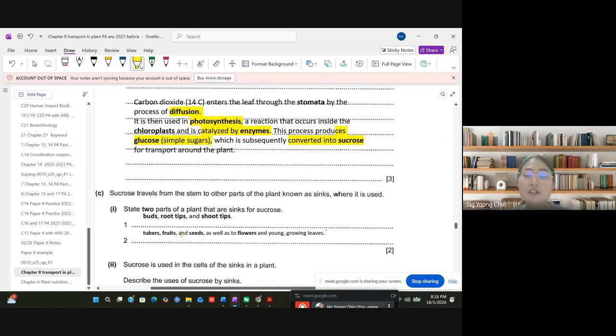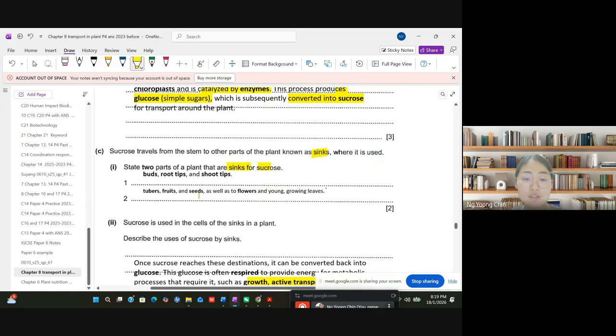And then, don't forget your sink and source. What is a sink? What is a source? The sinks refer to the parts of the plant which store nutrients, the sink for the sucrose. So the sink includes what? The growing seeds, flowers, or young growing leaves are examples of sinks. Also the buds, root tips, or shoot tips. You just pick two answers, that's enough for you. I just state all of the possibilities.